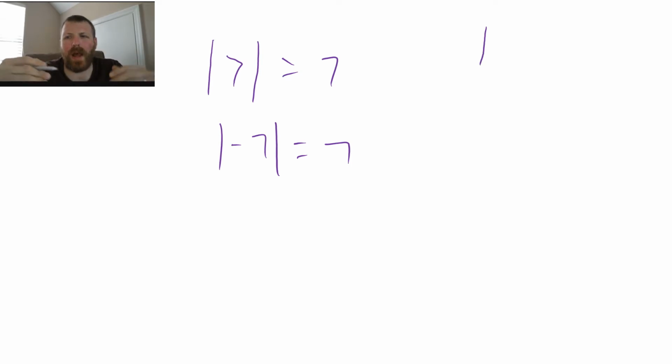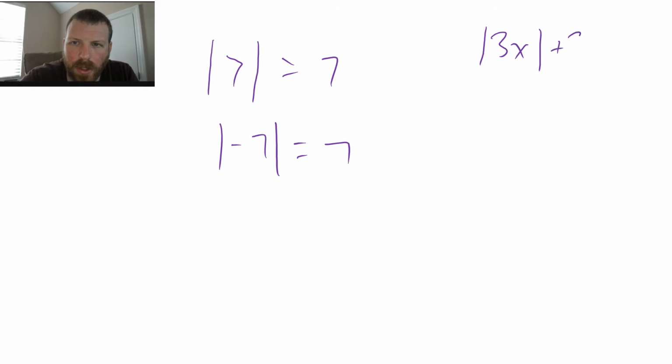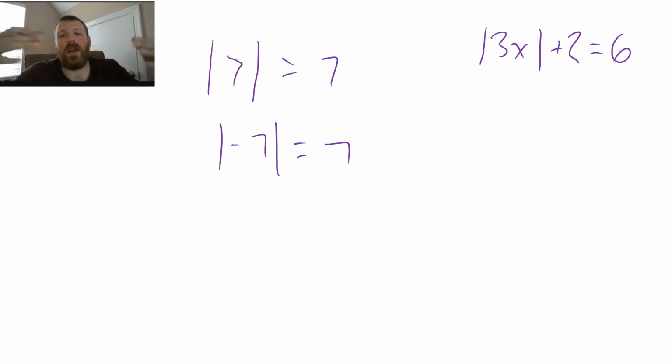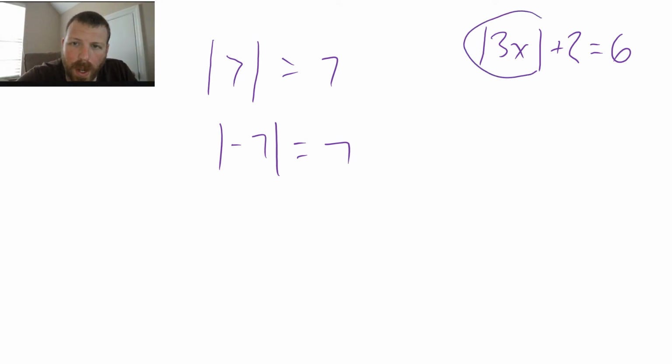So it's all about solving things using multi-step, just like we did before. If I have something like the absolute value of 3x plus 2 equals 6, then to solve this, what we have to do is isolate the absolute value. So instead of x just being our variable, we also have to isolate the actual absolute value. So this is what we're trying to isolate.